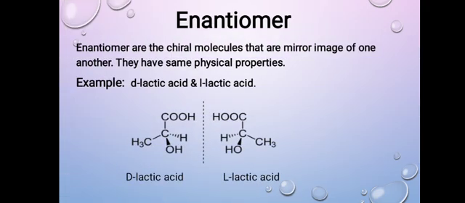Next, first one is the enantiomer of a chiral compound. Enantiomers are chiral molecules that are mirror images of one another. They have the same physical properties. Example: D-lactic acid and L-lactic acid. D-lactic acid means the OH group is present on the right side. L-lactic acid means the OH group is present on the left side.